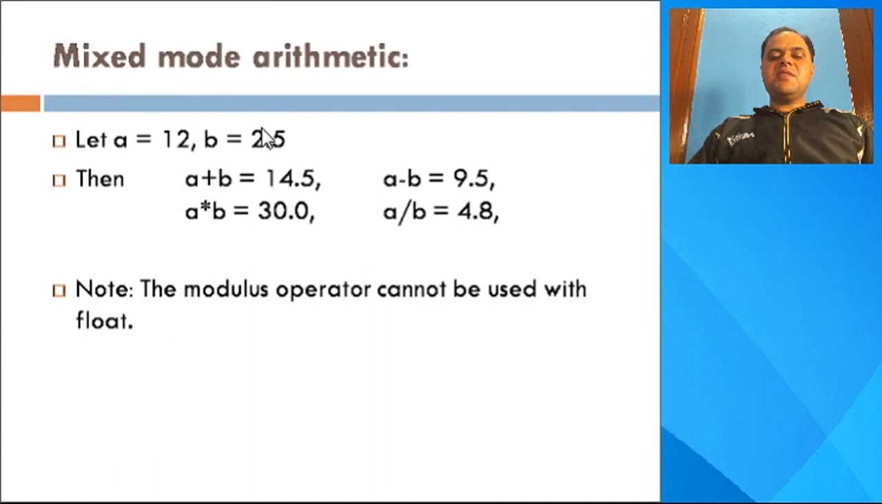Next is mixed mode arithmetic. Mixed mode arithmetic means some variables are integer and some are float. For example, here a is an integer, 12, and b is a float, that is 2.5. So a plus b is 14.5, as you know. A minus b is 9.5. A into b is 30, but we have to write 30.0 because we are multiplying with a float and it will give a result in decimal points. And a divided by b is 4.8. So again, the modulus operator cannot be used with float.